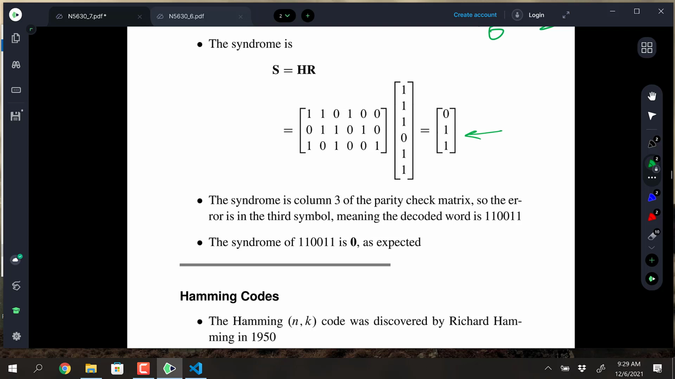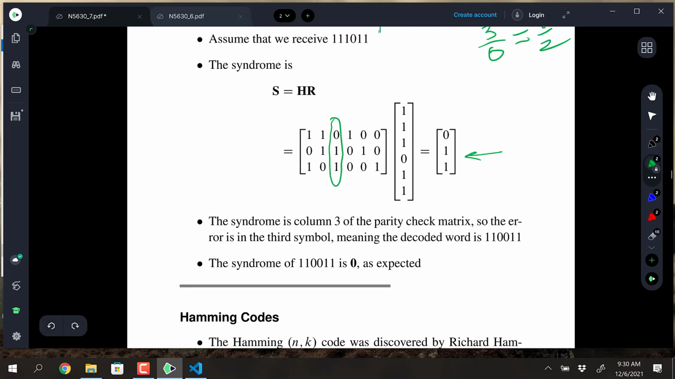Oh, I know what it is. That's matching that column, and so I know that that's where my error occurred. So I just simply know that's where my error occurred. So I flip that back from a 1 to a 0. That's what it is. If it seems like magic, it's what it is.